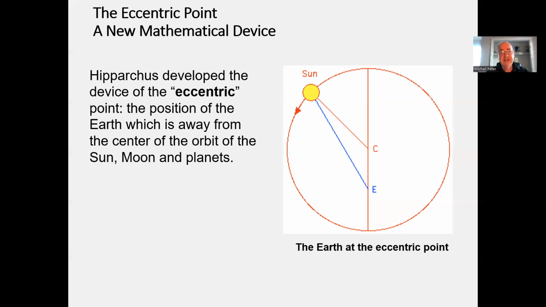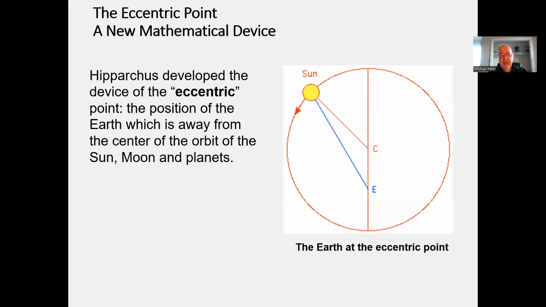Eccentric simply means it's off center. And he discovered this as he studied the path of the sun going around the earth. And he found that the sun seemed to travel at different speeds, that the fall and winter quarters were shorter than the spring and summer quarters. Now, of course, according to Plato, the sun moves at a constant speed. So Hipparchus was not free to go ahead and have the sun start moving at different speeds. So how else could he do this?